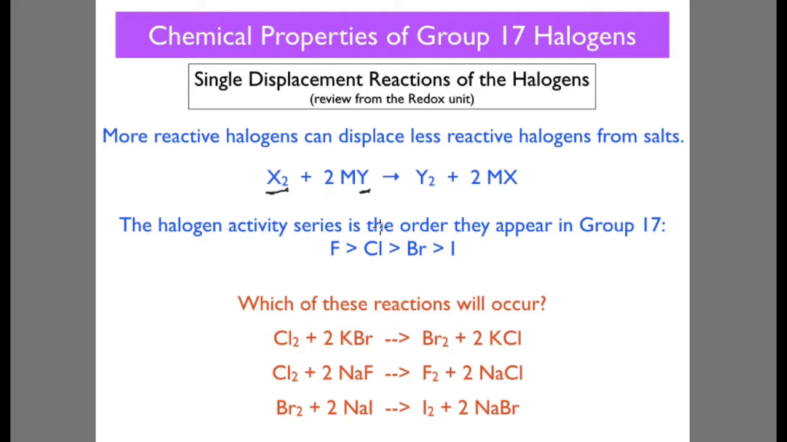The halogen activity series is the order they appear in group 17. So fluorine is more reactive than chlorine, then bromine, then iodine. So which of these will occur? Let's have a look. Well, chlorine is more reactive than bromine, so the chlorine is going to move in and kick out or replace this bromine. Yes. Next, will chlorine move in and replace the fluorine? It won't, will it? Because the fluorine is more reactive. And finally, will bromine react with sodium iodide? Well, the bromine is more reactive than iodine, and so it's going to move in and replace it.